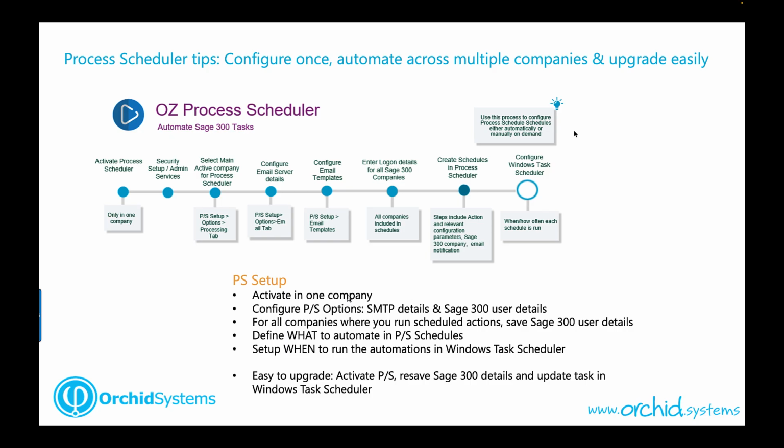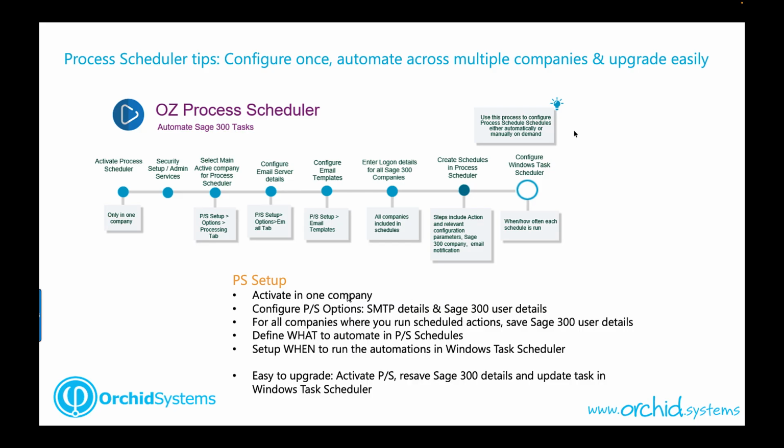Thanks, Anne. Anne has demonstrated how to use Process Scheduler with an example of opening and closing fiscal year, fiscal period, creating GL New Year. The steps to configure are the same regardless of the task you're trying to automate with Process Scheduler. You configure it once, and then you can automate across multiple companies.